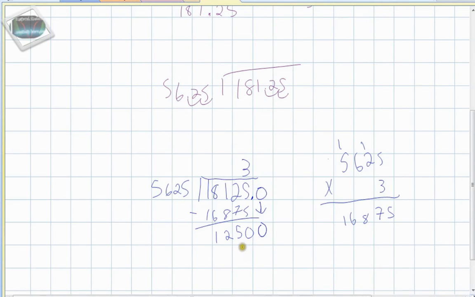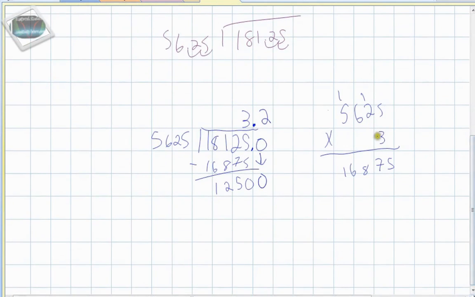And this time, again, you can sort of do that approximating thing. This is close to 6,000, and this is fairly close to 12,000 or 13,000, so it can probably go in about 2 times. Okay, so we're going to put a decimal point above the other decimal point, and we're going to put a 2 here. Now we're going to do some scratch work again. We're going to get 5,625 times 2, and we're just going to multiply.